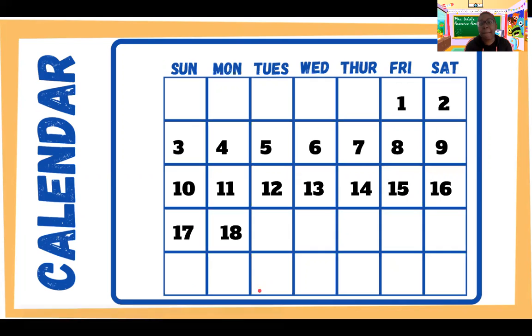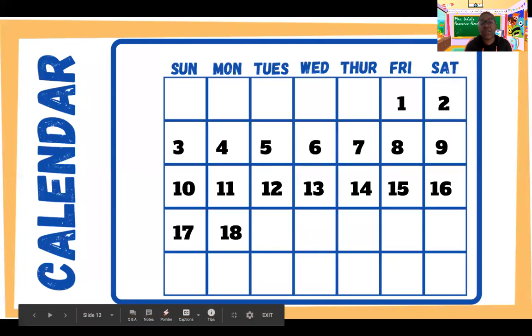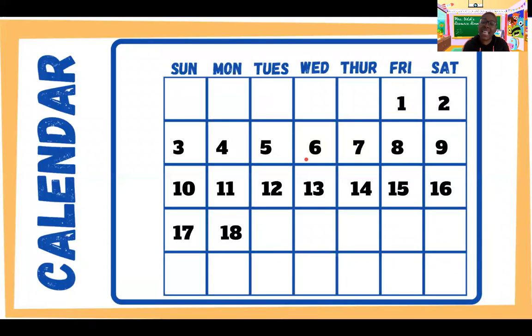Let's count together. 1, 2, 3, 4, 5, 6, 7, 8, 9, 10, 11, 12, 13, 14, 15, 16, 17, 18. What comes after 18? 19. Today is the 19th day of the month.